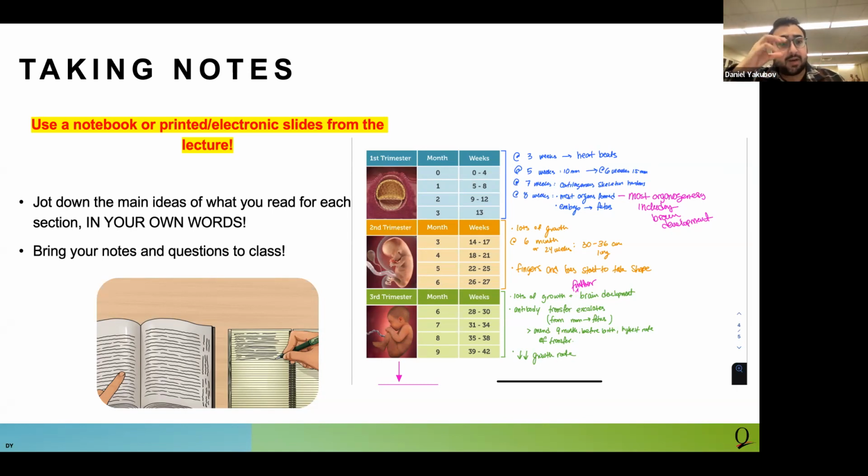So you can get a front and back copy of your slides, 4 slides per page, take it with you to lecture and take your notes on there, and then take your notes from the textbook afterwards. So that's an option for you as well.